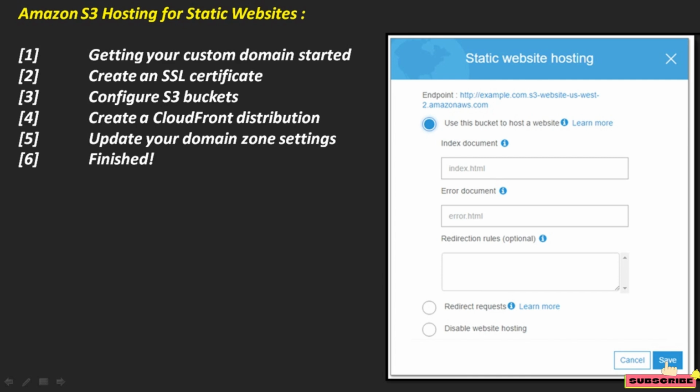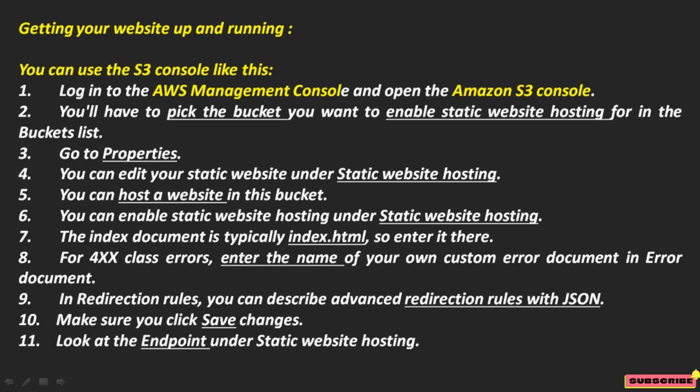The first step is getting your website up and running. Set permissions, enable static website hosting, and configure an index document when you make a bucket a static website. Static website hosting can be enabled through the Amazon S3 console, REST APIs, AWS SDKs, AWS CLI, or AWS CloudFormation.